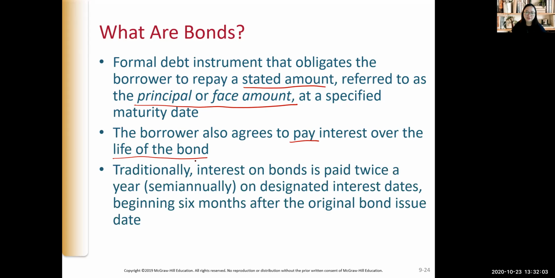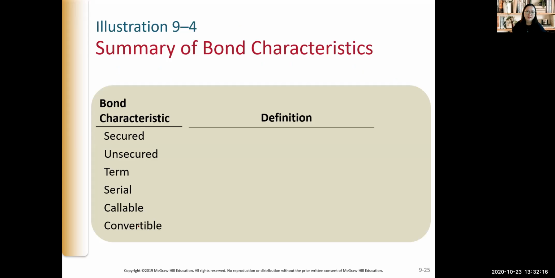Or lease. Traditionally, interest on a bond is paid twice a year, which is semi-annually, on the designated interest dates, beginning 6 months after the original bond issuance date. And there are several different kinds of bonds.